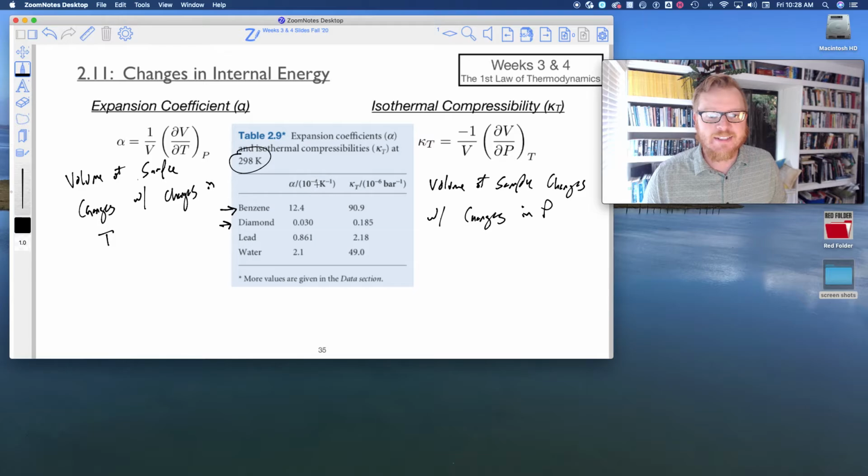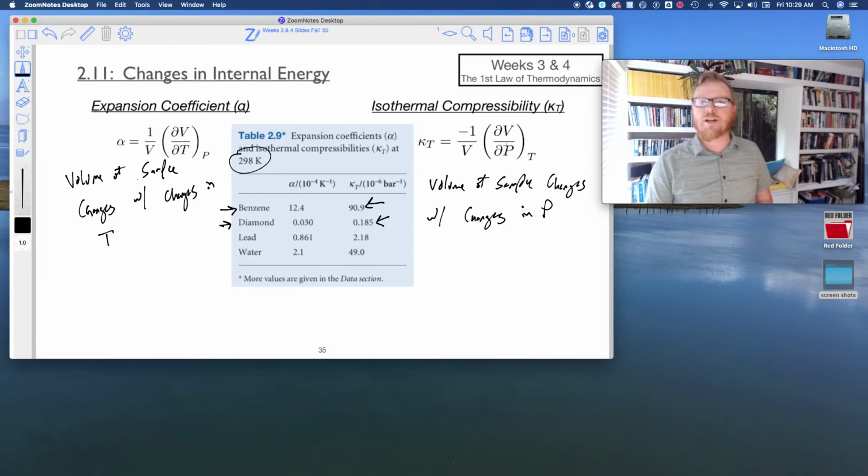Look, this value is 10 to the negative fourth per Kelvin, okay? So these are small values, right? So that alpha is 12.4 times 10 to the minus 4, okay? So now what about isothermal compressibility? So again, compare benzene and compare diamond. It's really the same thing. It's saying that at constant temperature, I can squeeze the hell out of a sample of benzene and get a much more noticeable volume change than I can for a diamond. And that makes really good sense, okay?